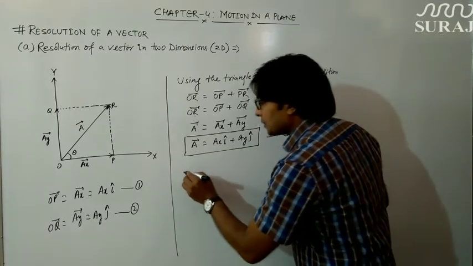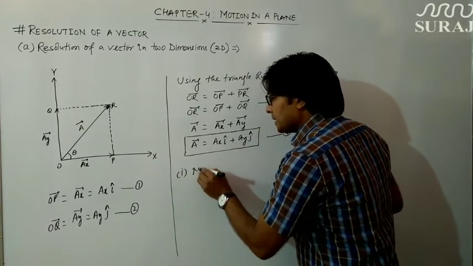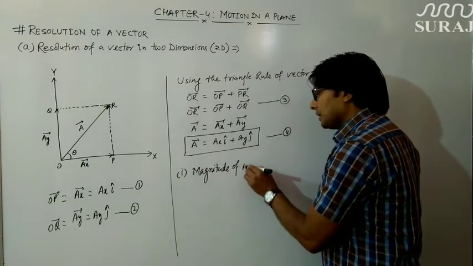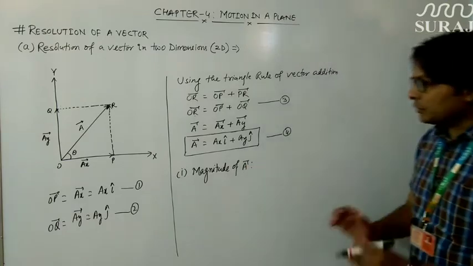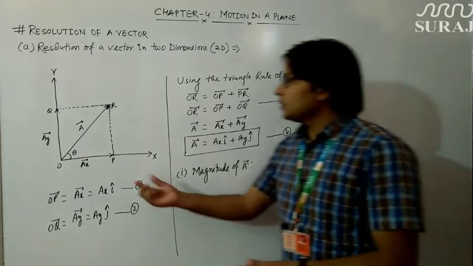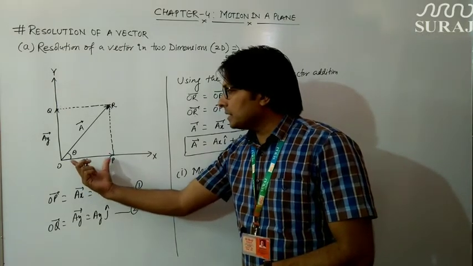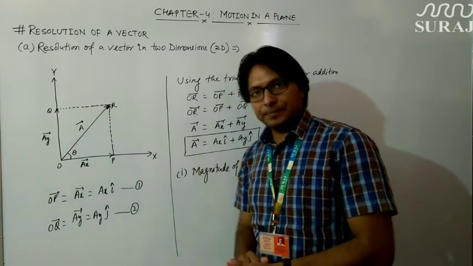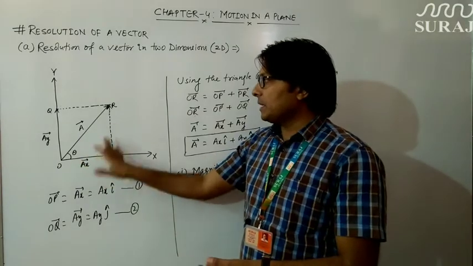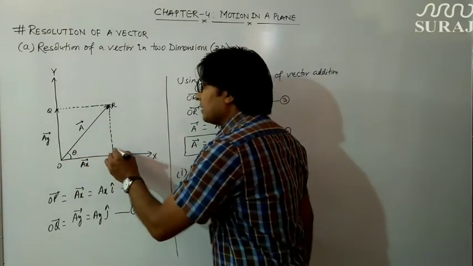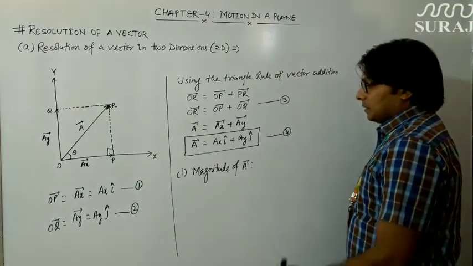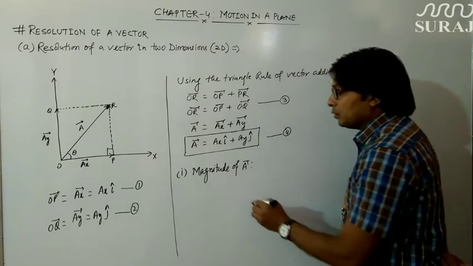So first, magnitude of A vector. To find the magnitude of A vector, first I will use the value of AX in terms of A. So how can you write down the value of AX in terms of A? You can simply use this right angle triangle, and from this right angle triangle, you can find out the value of cos theta.